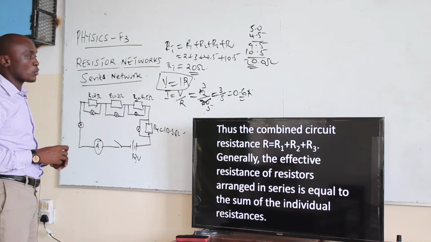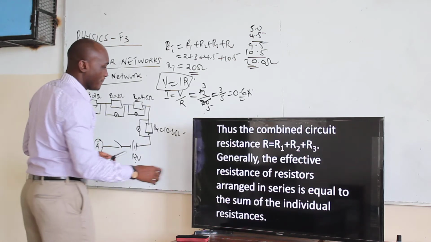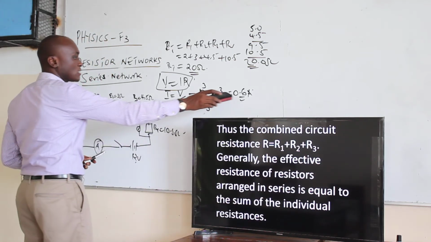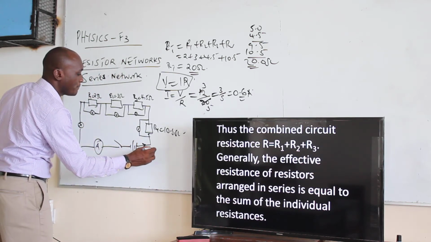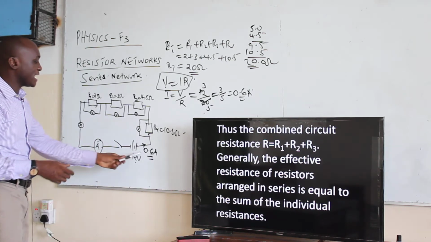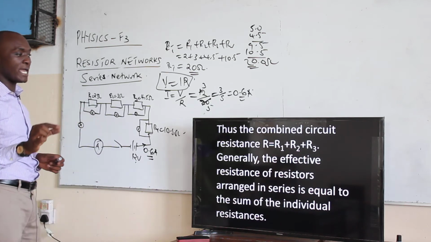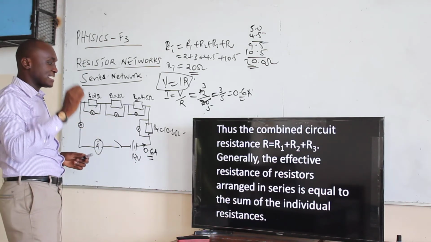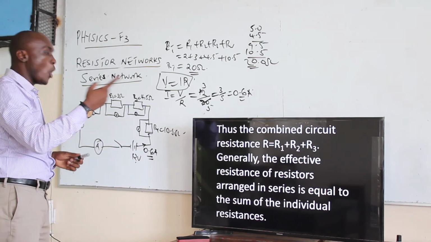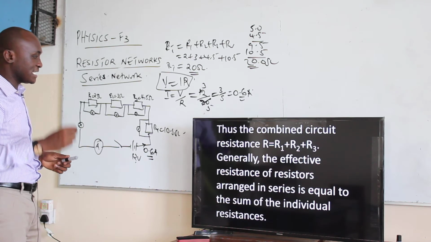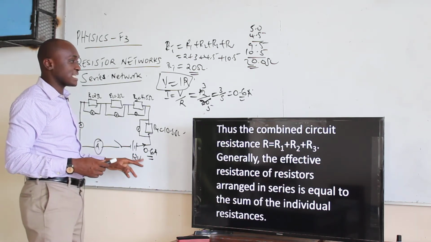To find the voltage across what? Across our R1. Once we know the current going through the circuit, the total current here is 0.6 amperes. This particular current is the same current going through all these resistors. Why? In series, the current in the circuit is the same current going through all the resistors, as long as the resistors have been arranged in a series network. So we expect that the current in this circuit is 0.6.